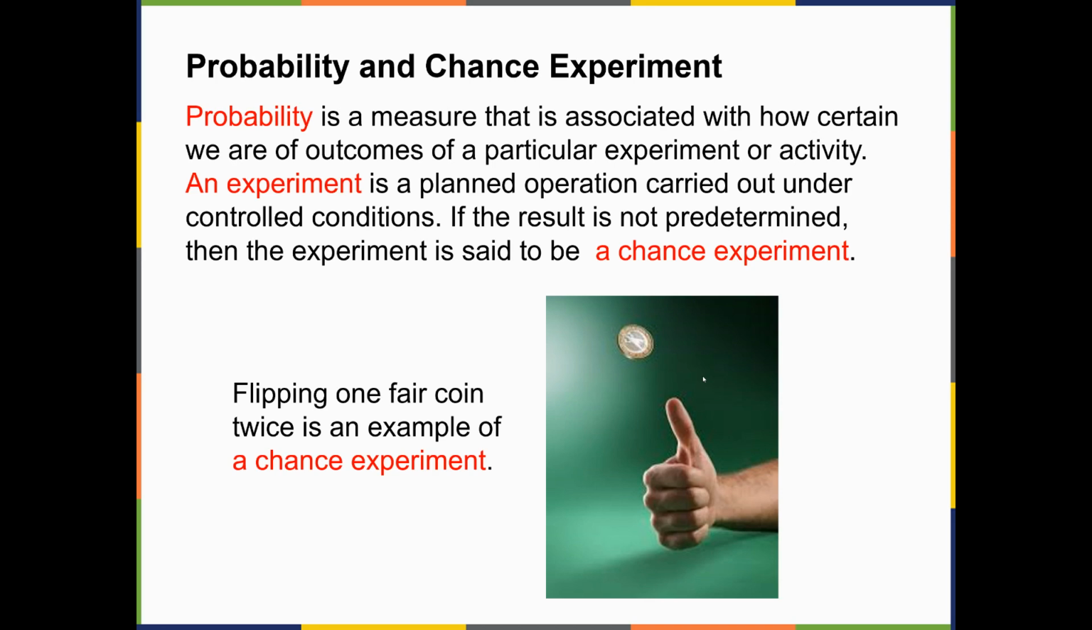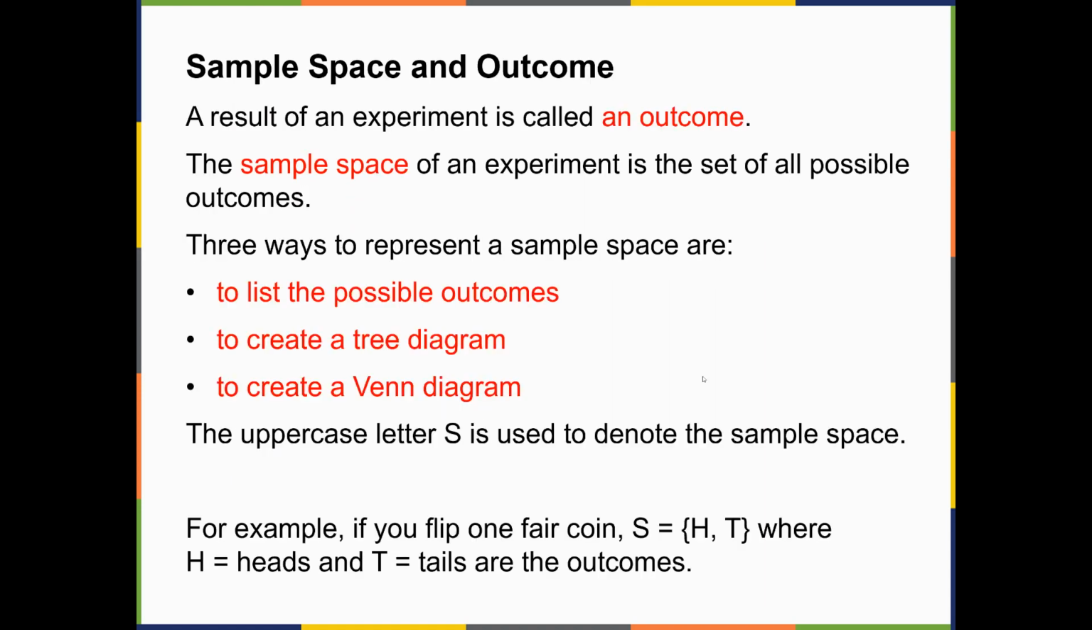If the result is not predetermined, we call it a chance experiment. So, for example, flipping a fair coin one time or two times or however many times is a chance experiment. Few more vocab words. The result of an experiment is called the outcome, and a sample space is a set of all possible outcomes. We can represent sample spaces in many different ways.